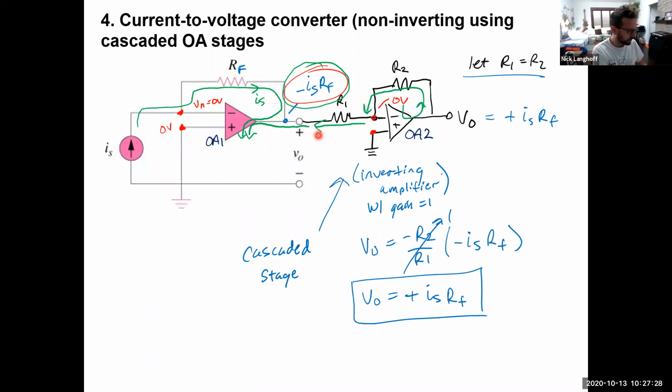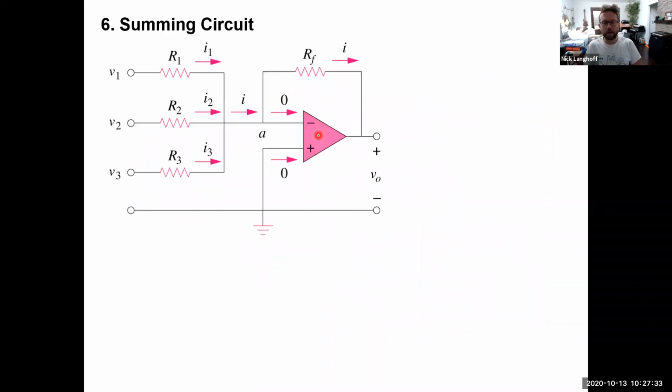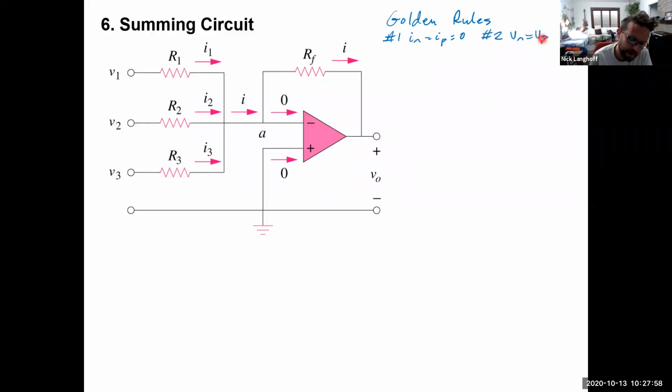Let's then talk about the next type of amplifier, which is the summing amplifier. We're now going to derive the response for the summing amplifier by using the golden rules. Rule number 1 is that IN is equal to IP is equal to 0. Rule number 2 is that VN equals VP. The op amp will do whatever it has to make VN equal to VP.